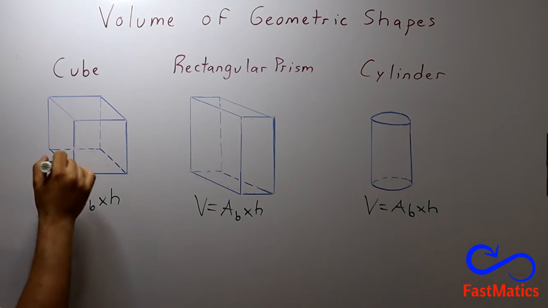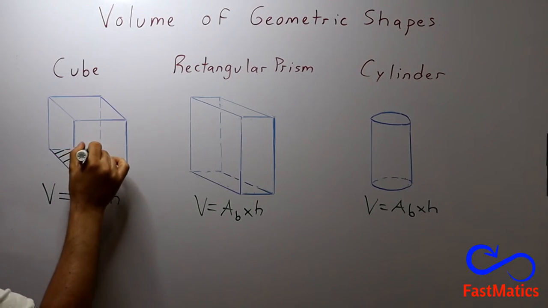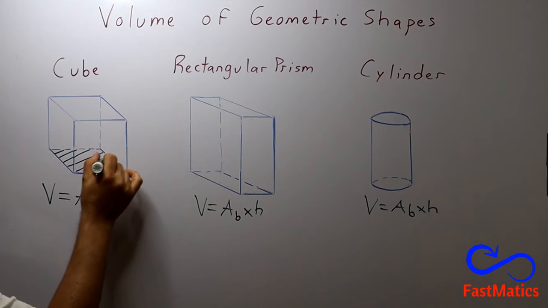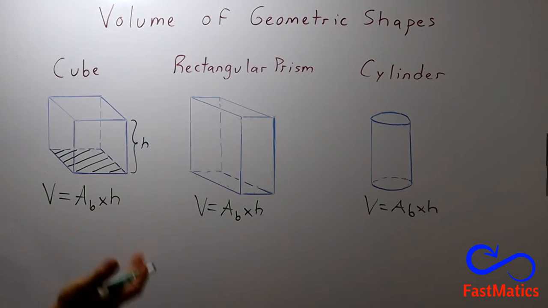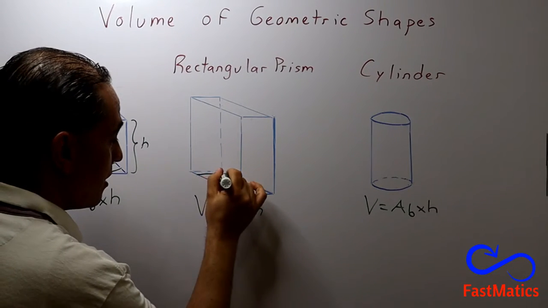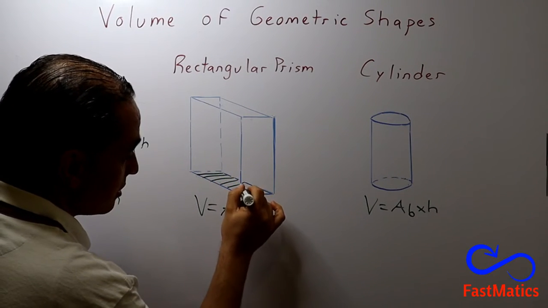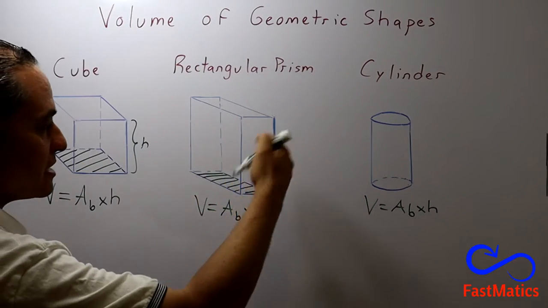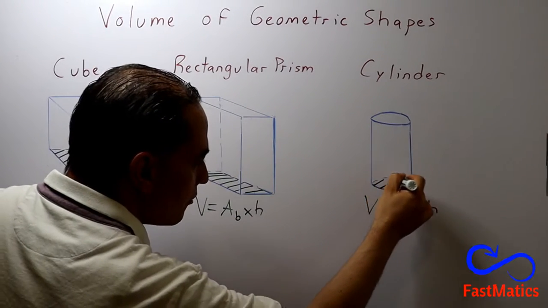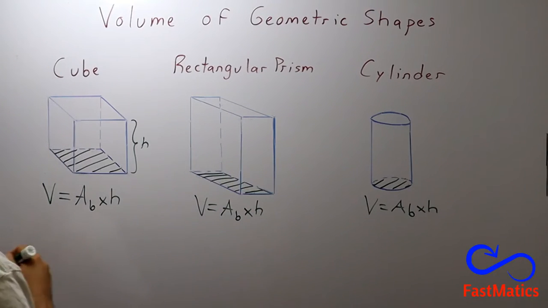Now we are going to see. Here, if you find the area of the base, if I just multiply it by the height, and that's it. If you find the area of the base, but here it is different. It is a rectangle, not a square like here. You multiply it by the height, and that's it. And here the area of the base, a circle, and you multiply it by the height, and that's it. It is very, very fast and easy.